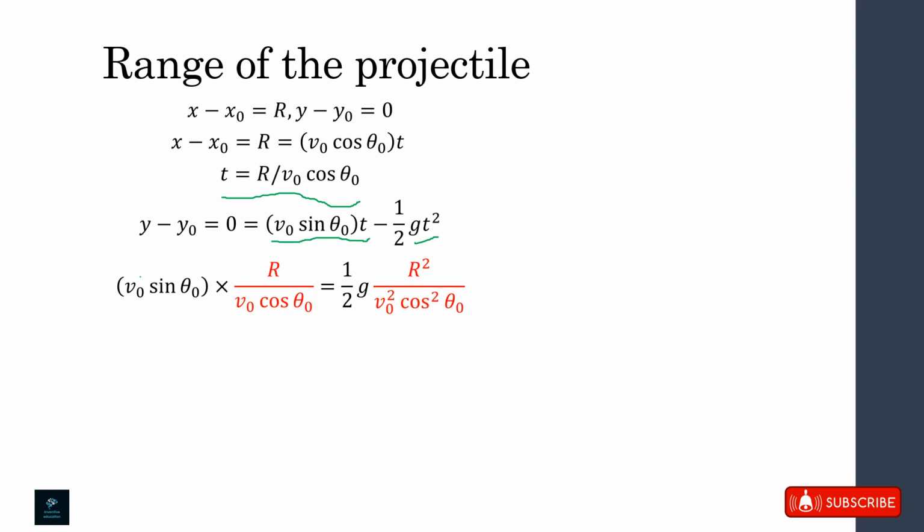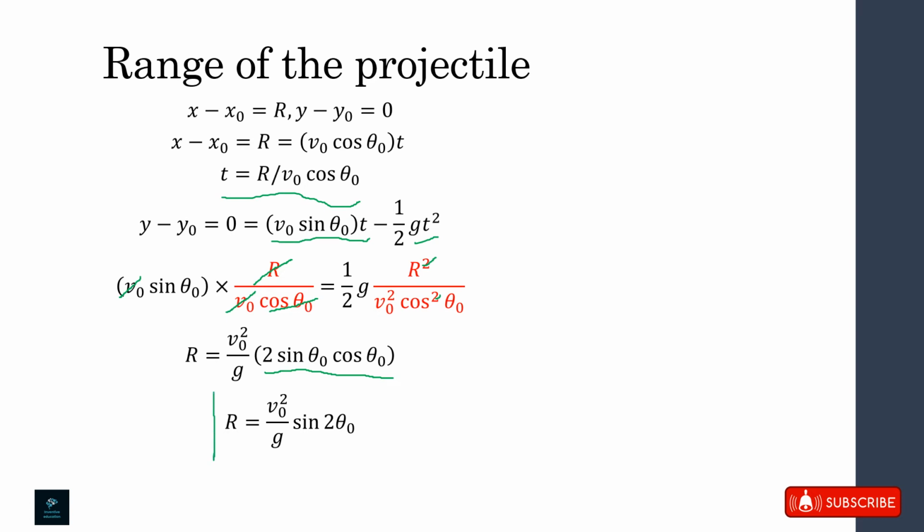Now we can cancel v0 and v0 here. We can cancel one of the R's here, and we can cancel one of the cos theta 0, and we obtain R equal to v0 square by g times 2 sin theta 0 cos theta 0. Now we know that 2 sin theta 0 cos theta 0 is equal to sin 2 theta 0. Therefore, range R is equal to v0 square by g times sin 2 theta 0.